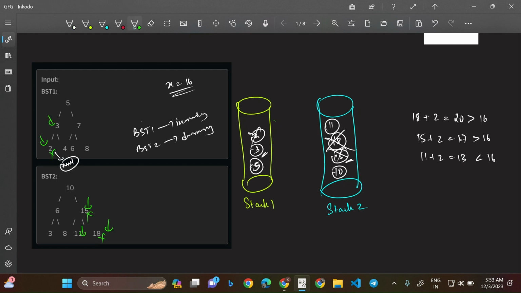So this green will be here. So what is the thing that we'll do now? Now we'll see the sum again. So what are the topmost elements? 3 plus 11. So 11 plus 3, that is actually equal to 14, and that's again less than 16.